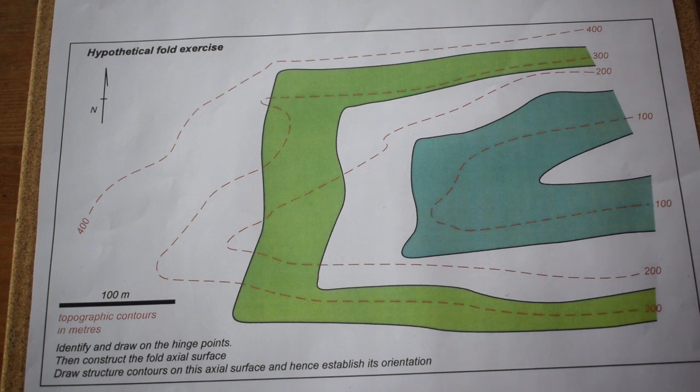Well, our mission is to add a bit of precision to that type of qualitative description and try and trace out the hinge lines and the fold axial surface, or at least the axial trace, and then construct the fold axial surface on the map. So let's remind ourselves as to what these things are.